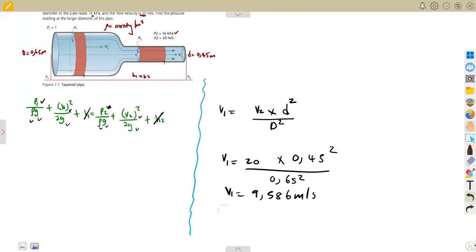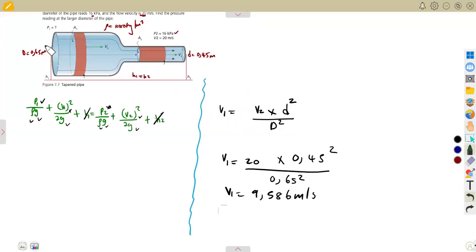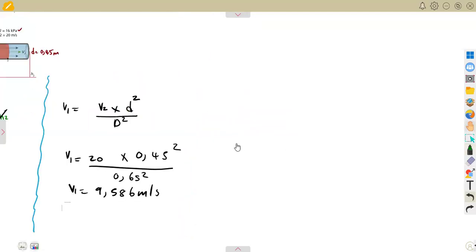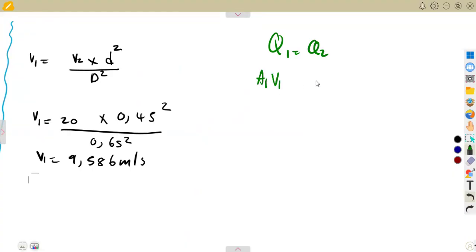Anyways, I was saying the flow rate that we have is the same. So Q at the inlet is the same as Q at the outlet. Let's see if we can calculate velocity from there. Q at the inlet equals Q at the outlet. This is our flow rate, which is simply the area at the inlet times the velocity at the inlet, equal to the area at the outlet times the velocity at the outlet.